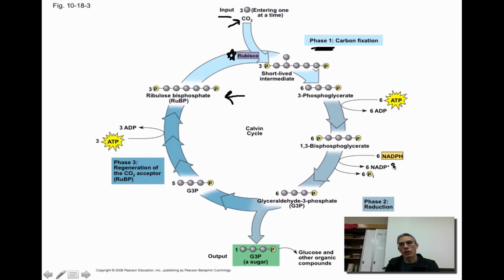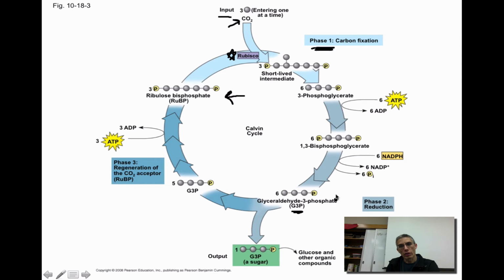Then if you notice, we have the energy from the NADPH. It's going to be oxidized, and it's going to be bumped back to NADP+. And if you notice, we also have some phosphates that are here as well. That's going to be considered the reduction phase of the Calvin cycle. The next molecule we're going to form is something called glyceraldehyde 3-phosphate. That was the G3P that we had mentioned before.